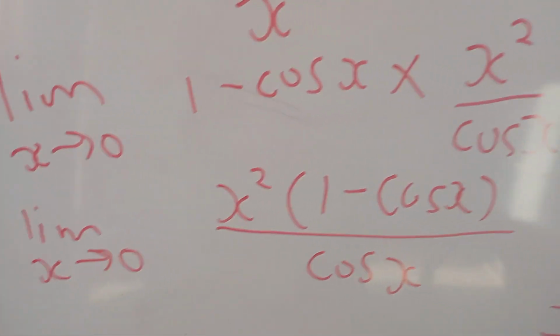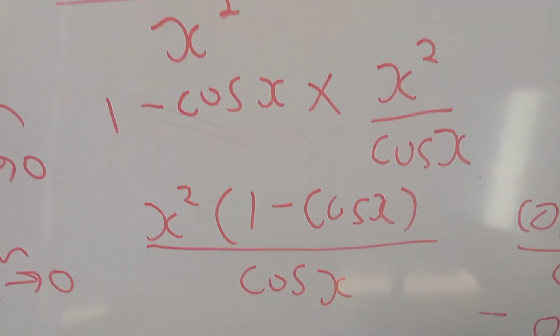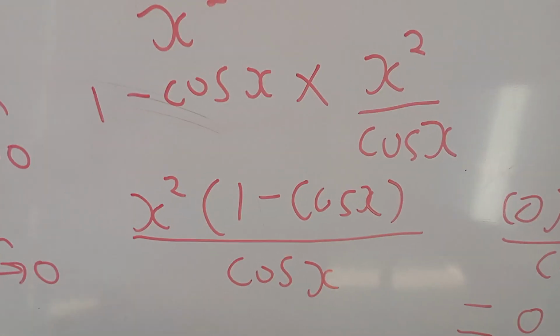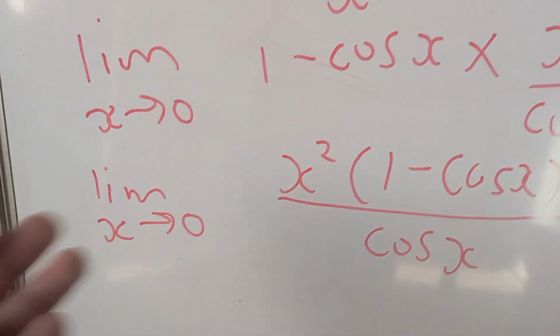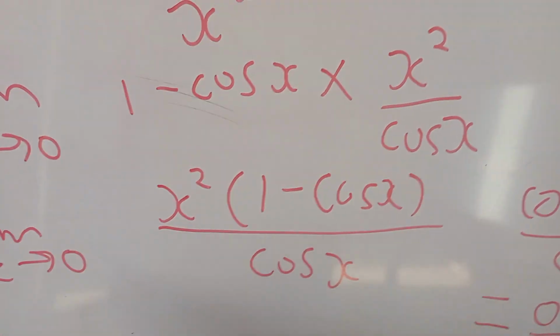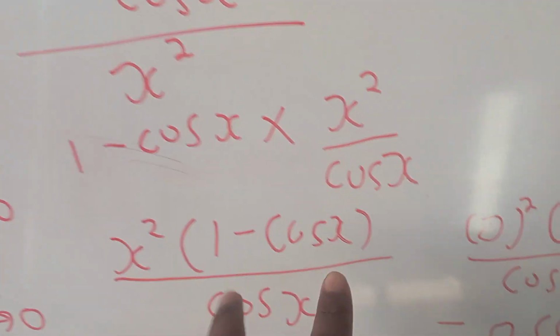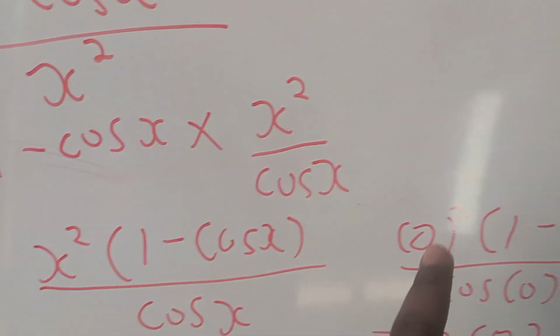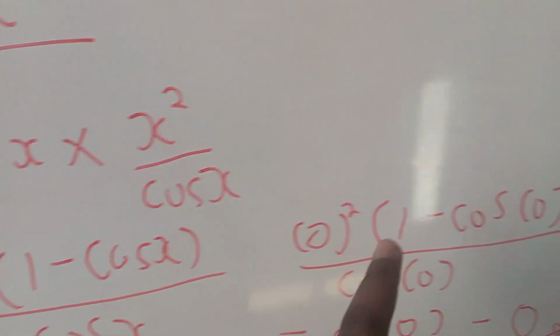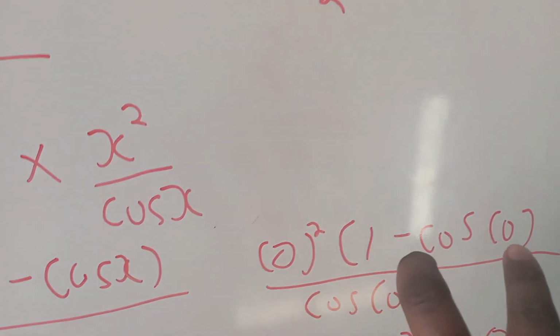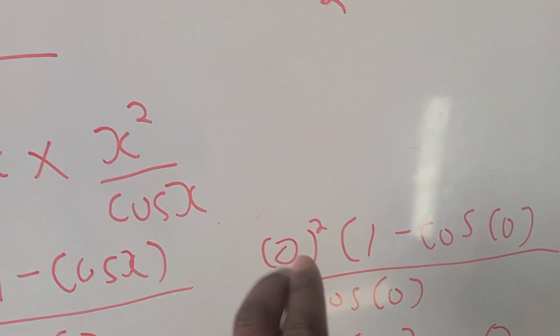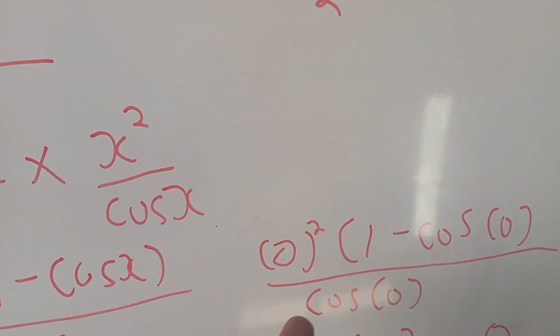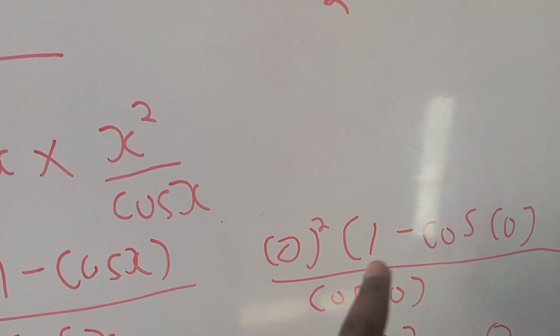Right. Then when we are in this step, we can easily substitute our x with 0. We put 0. So we'll start with brackets. Inside the brackets, 1 minus cos 0, this is going to give us 1. And then 1 minus 1, which is 0.